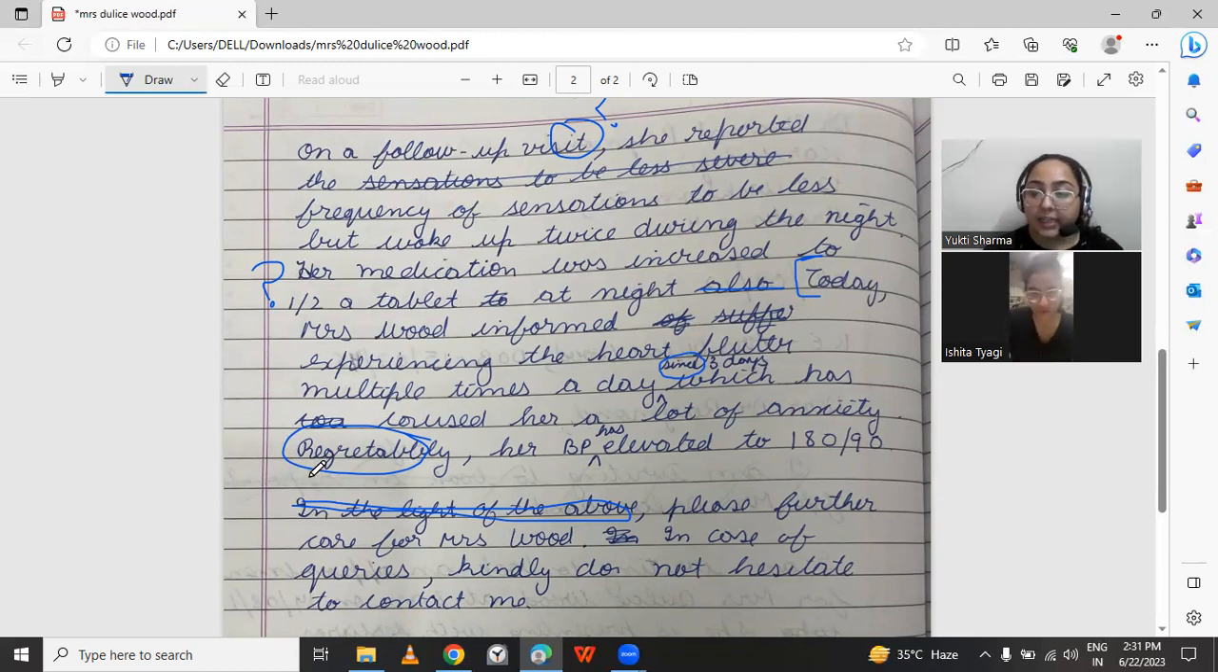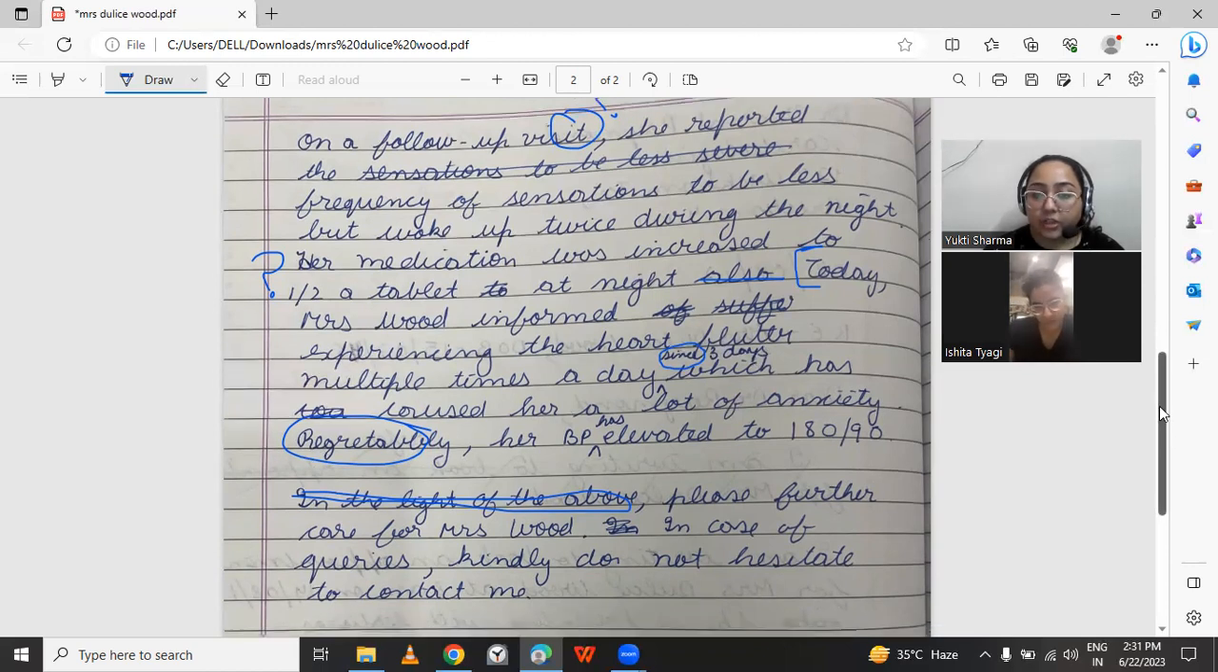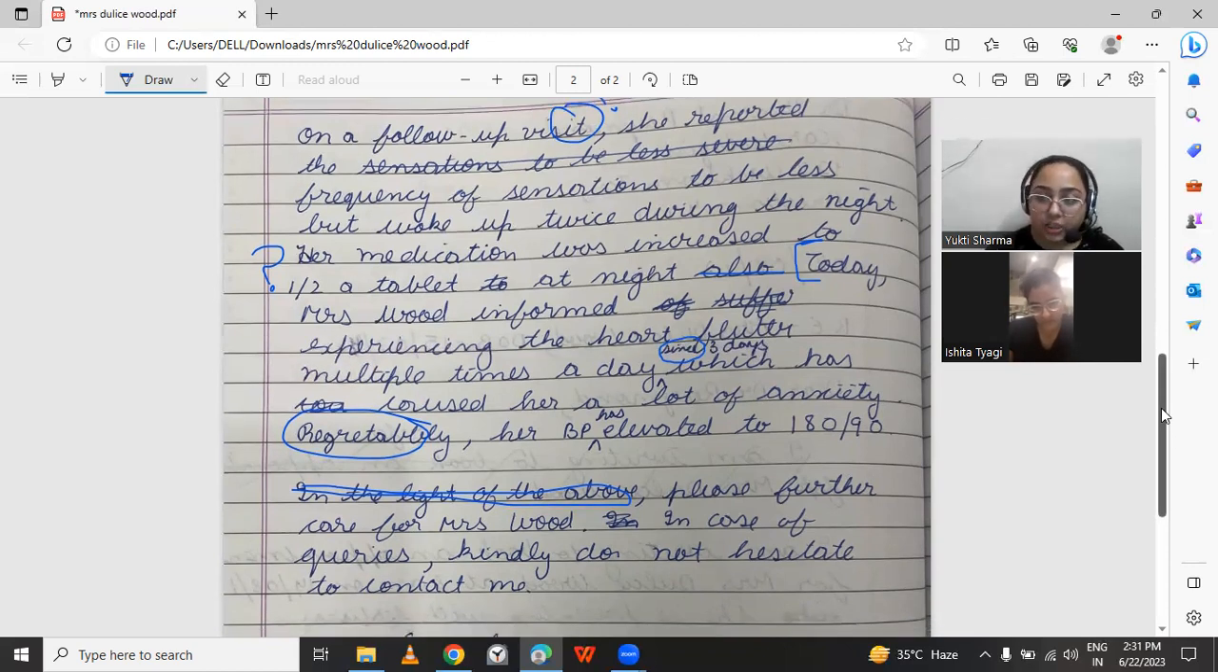Now, words like regrettably and unfortunately have to be excluded from OET writing because OET says that doctors cannot be judgmental towards a patient's condition. If you write regrettably or unfortunately, it would be something like judging her, a negative word for suffering. All these are negative, so we need to avoid using them. Just say that for 3 days, which has caused her a lot of anxiety, and additionally, her BP has elevated to 180 by 90.